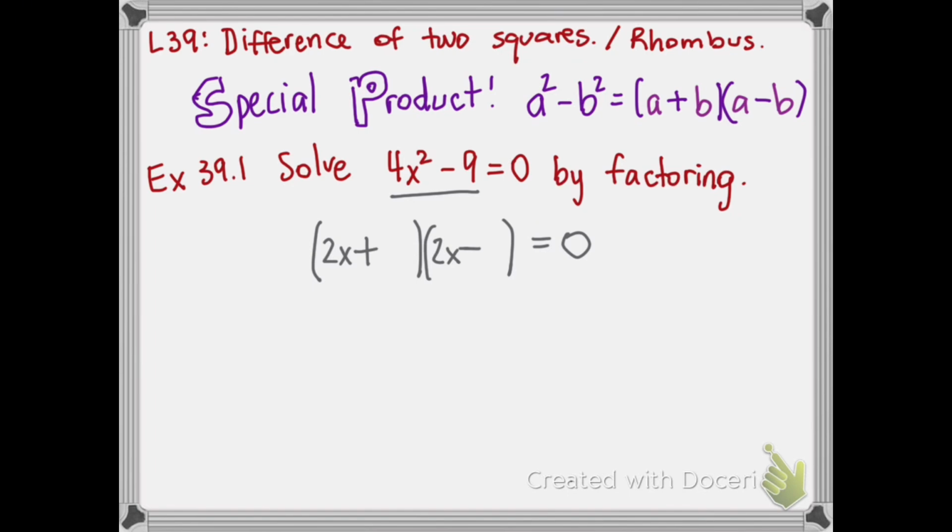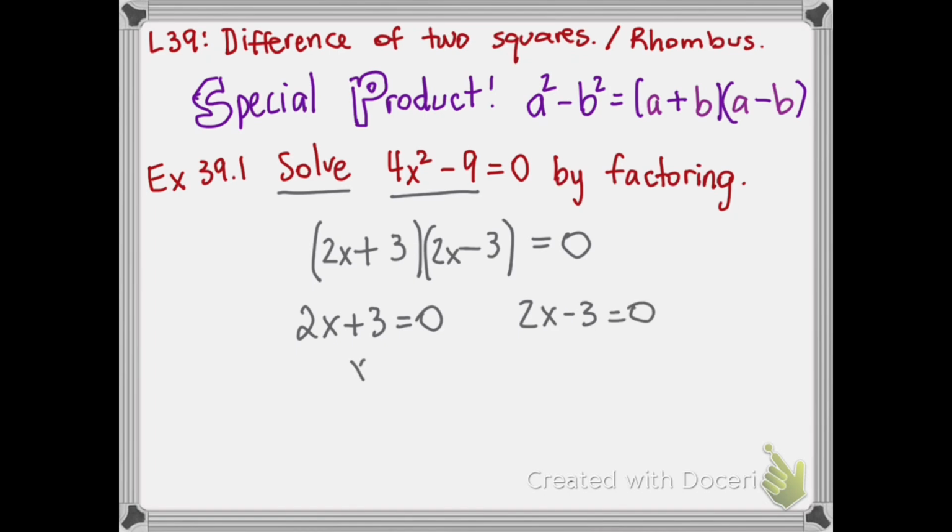Very simple. Now, what is the square root of 9? The answer is 3. So we put 3 and 3. And we're done. That is the factoring of that binomial. Now, the question says to solve, so we have to do that extra step that we learned previously. So we're going to say 2x plus 3 equals 0, and 2x minus 3 equals 0.